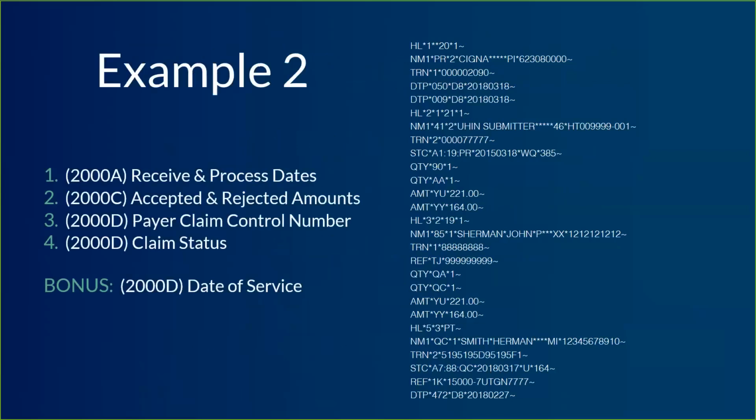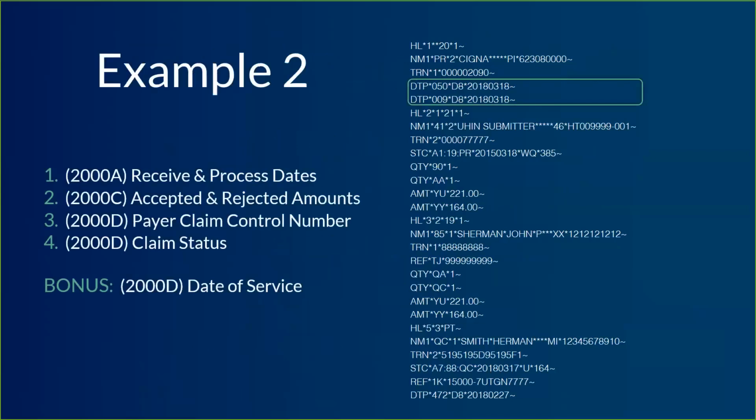Okay, we'll start wrapping things up. Okay, so looking at the 2000A level, I'm looking for receive and process dates. Well, I know it's under the first HL, so if I look between the first and the second HL segments, there are only two segments that have anything to do with dates, and they are right here, DTP.